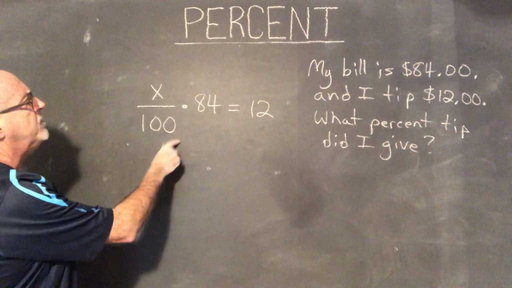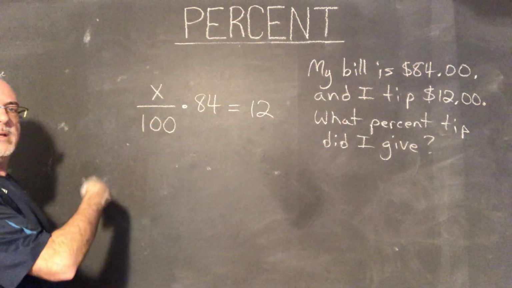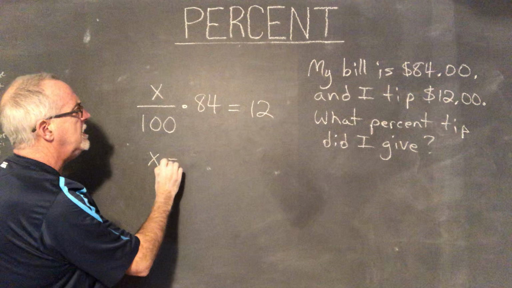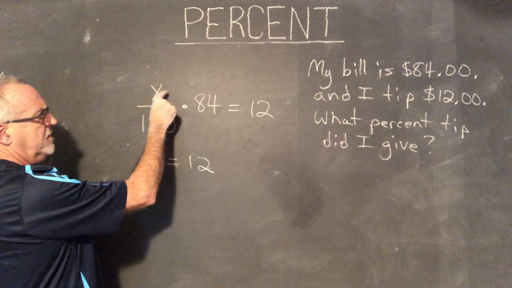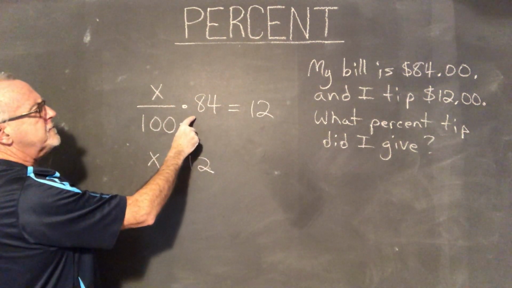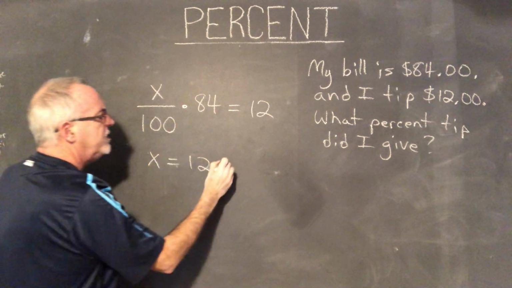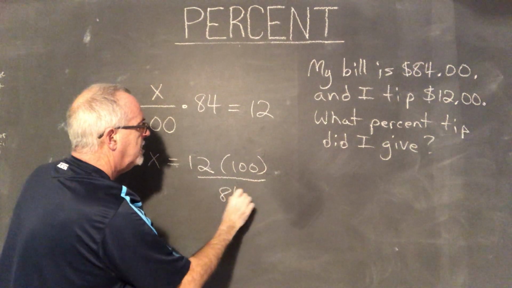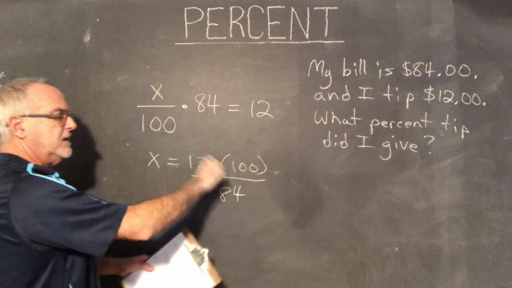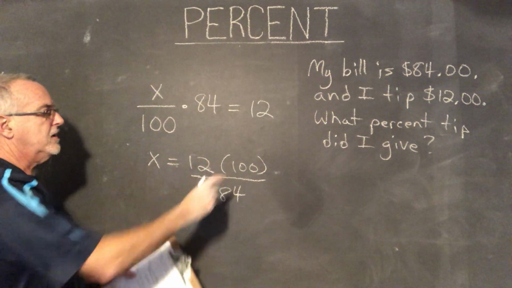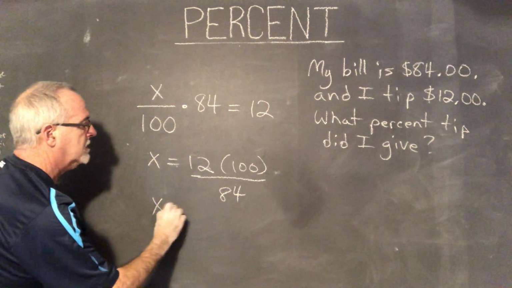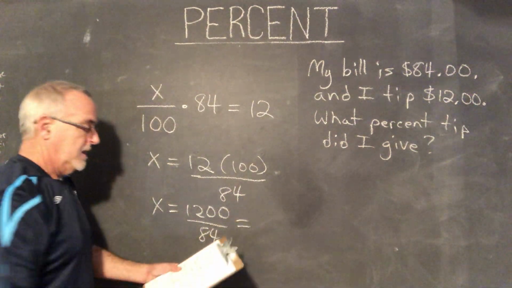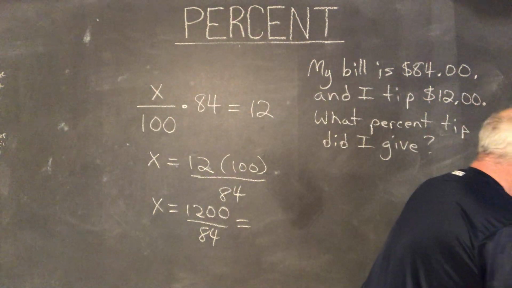So X times 84 over 100. Now I can isolate my X all at once. And I was doing an example like that earlier. I can say, well, X is going to be equal to 12. Keep the X, keep the equals 12. But I'm going to multiply the 12 by 100, and I'm going to divide that by 84. So I can get everything all to one side of the equal sign so that I can simplify. I'm going to end up getting X equals 1200 divided by 84. And that's when I'm going to grab my calculator.